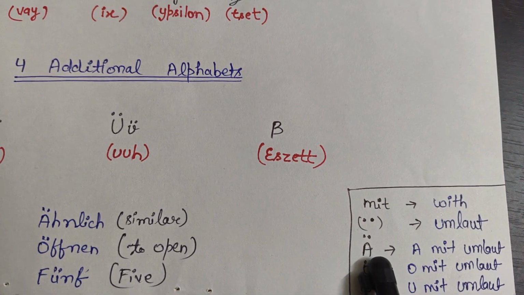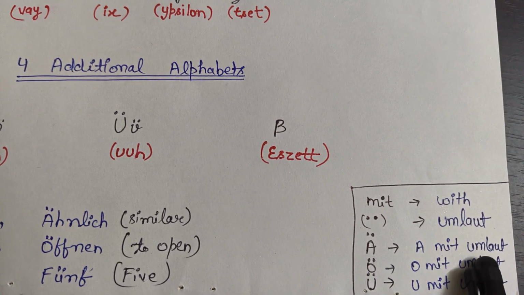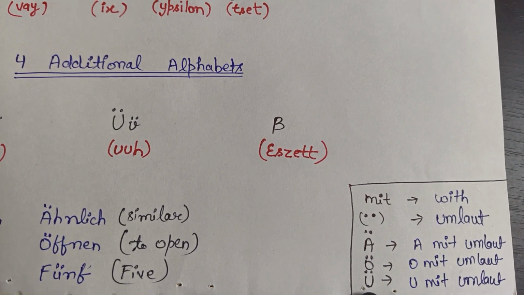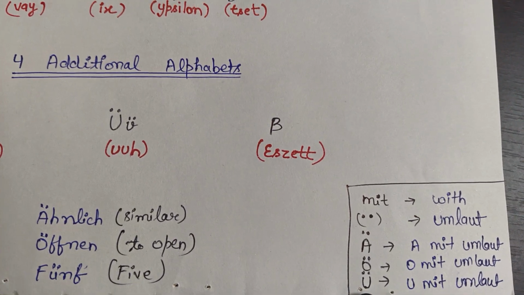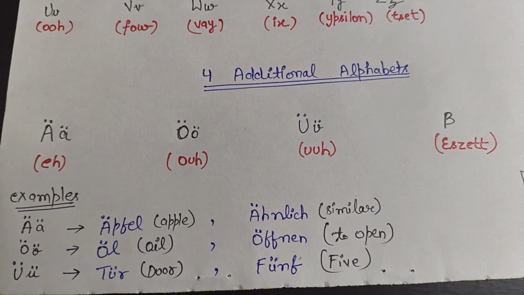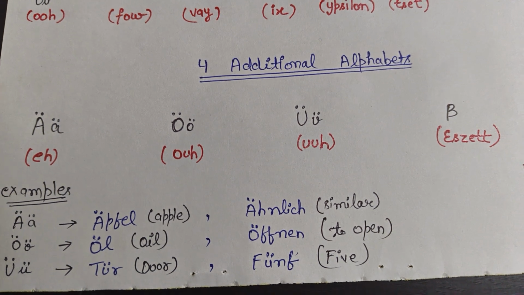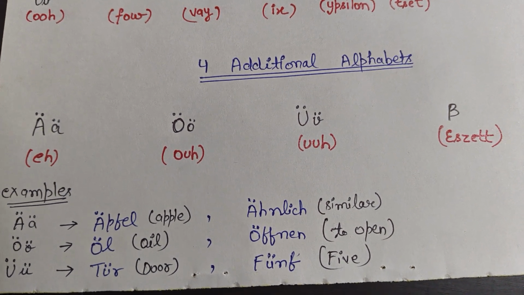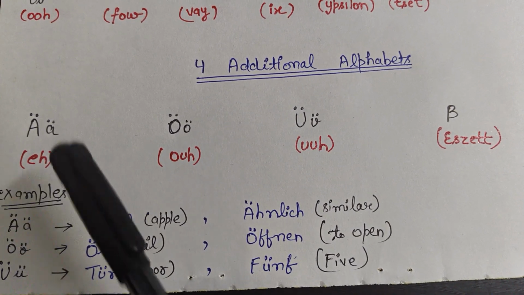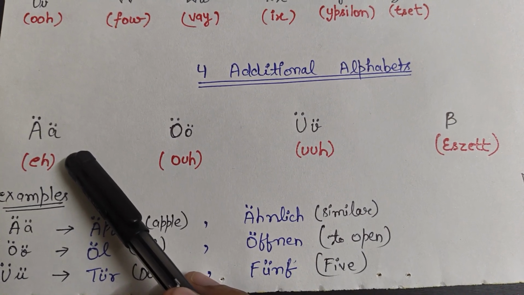So, A with umlaut is called A mit umlaut. O with umlaut is called O mit umlaut. Similarly, U with umlaut is called U mit umlaut. Now, let's understand and see how to pronounce A with umlaut or A mit umlaut, O mit umlaut, U mit umlaut. A mit umlaut is pronounced as A.